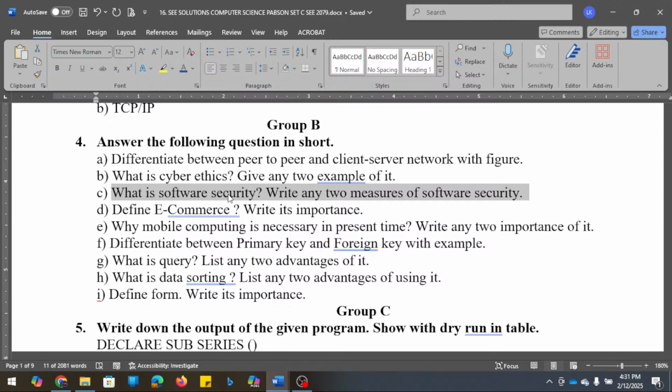Primary key in database: whenever we have multiple fields, and we have to make a particular field a primary key, that field stores unique values and it cannot be repeated.